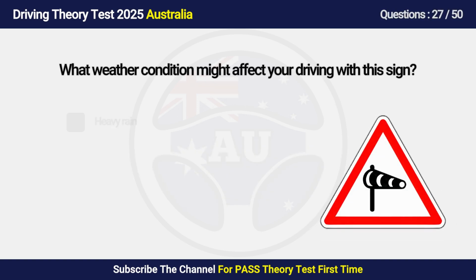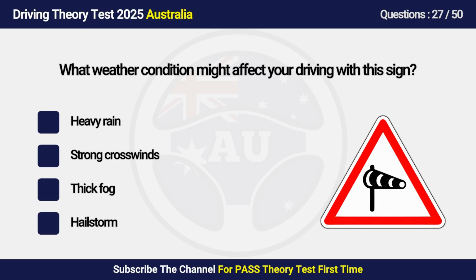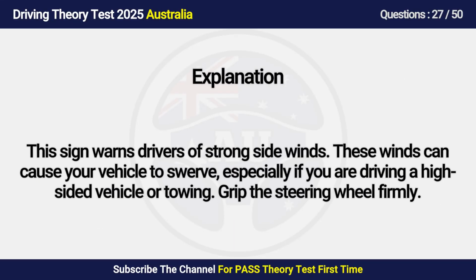Question 27. What weather condition might affect your driving with this sign? A. Heavy rain. B. Strong crosswinds. C. Thick fog. D. Hailstorm. Answer is B. Strong crosswinds. This sign warns drivers of strong side winds. These winds can cause your vehicle to swerve, especially if you are driving a high-sided vehicle or towing. Grip the steering wheel firmly.